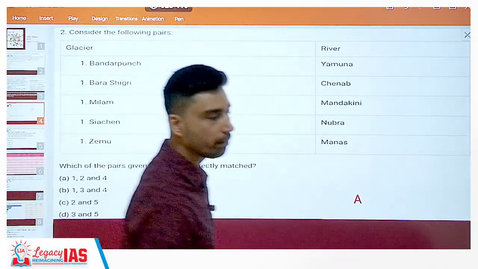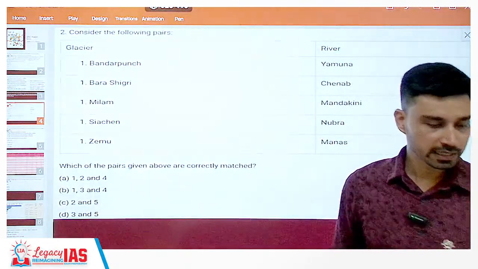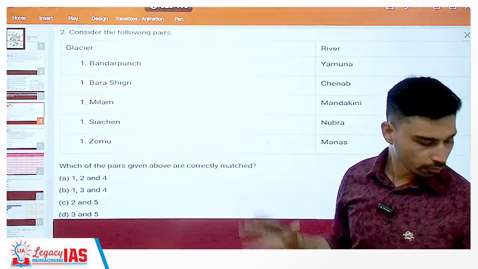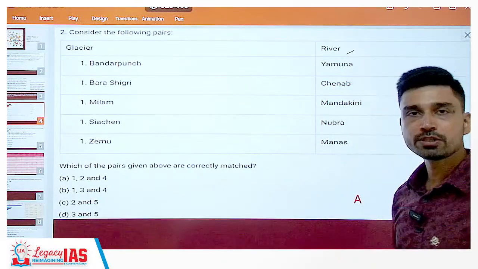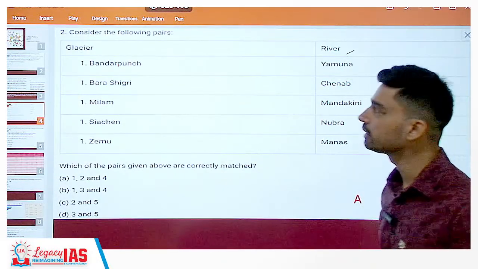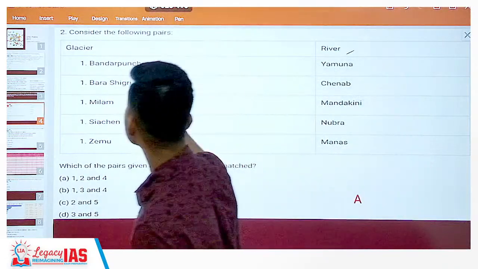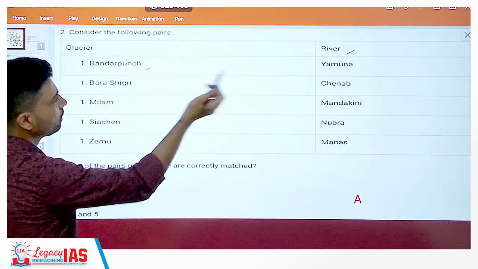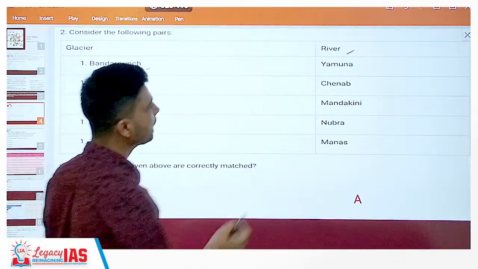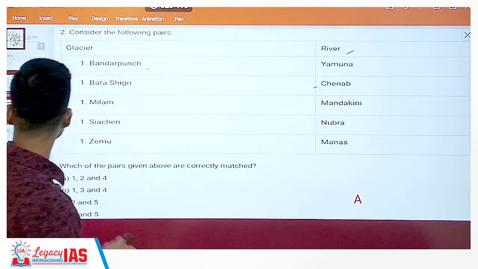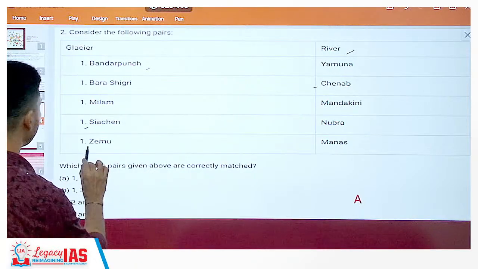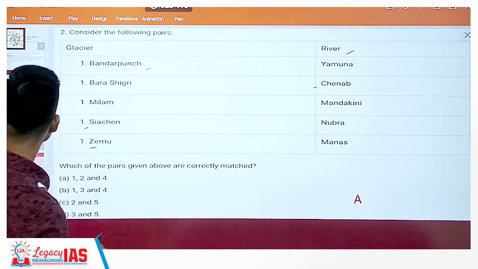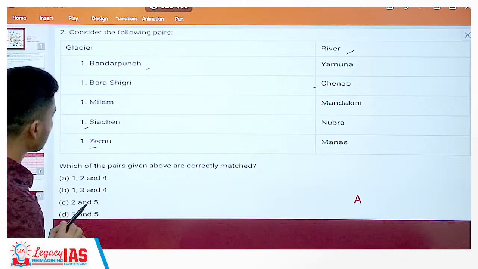Next is again a match the following kind of question that has been asked, where on one side you have the glaciers that are given, and on the other side the rivers, which rivers originate from the glacier, that is represented here. So, first we have Bandarpunch glacier, river Yamuna; Bara Shigri glacier, that is Chenab; then we have Milam glacier, that is Mandakini river; Siachen glacier, Nubra river; and Jemu glacier, that is the Manas river. So, which of these are correct here?